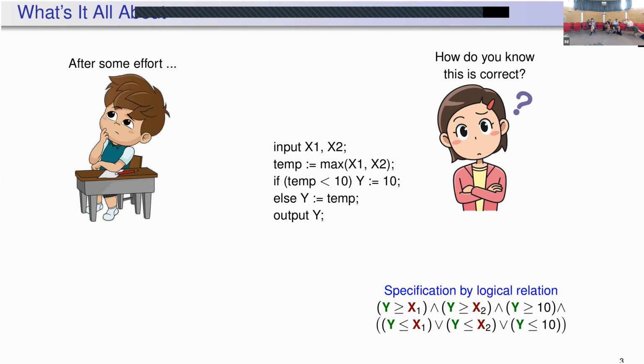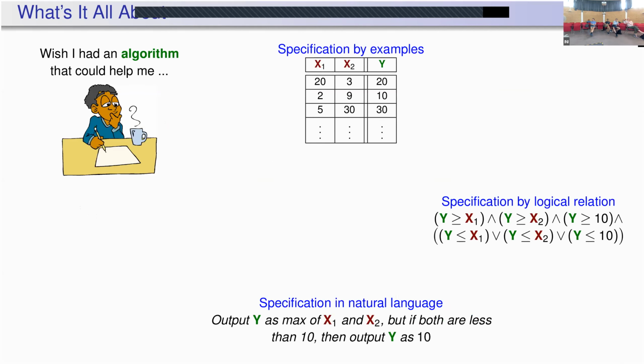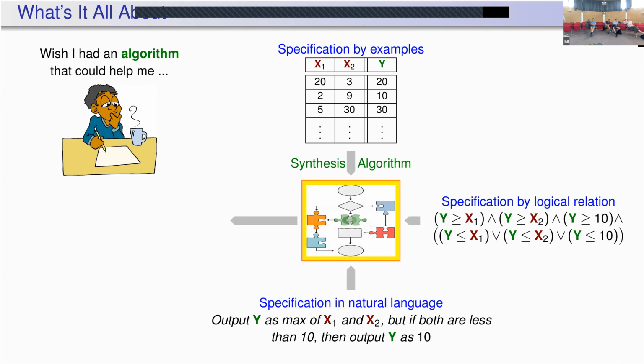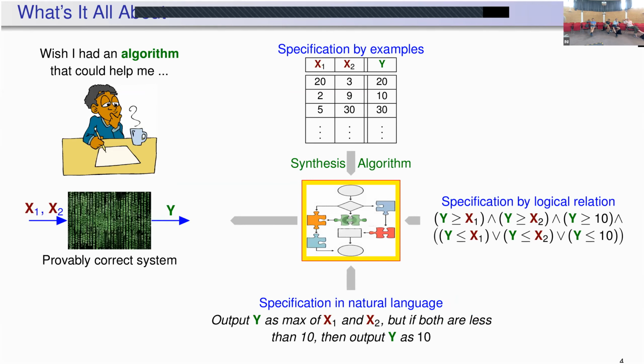If you have to do this manually every time, there is the problem that a small change in the specification may produce not so obvious changes in the implementation, and then you have to go through this verification cycle every time. So wouldn't it be nice if we had an algorithm which could take a specification, and out comes your implementation, the correct system.